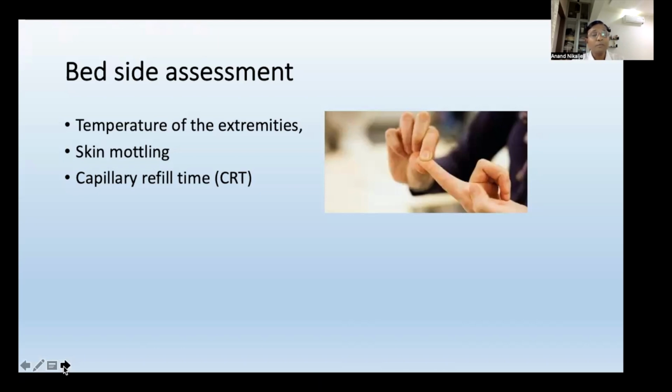And remember capillary refill time, which is a very, very important bedside tool. If it is more than 3 seconds, it is a very good marker of diagnosing shock at bedside. But bedside means it's a judgment, it is subjective, and we may lose some patients because we have not clearly understood the clinical signs.